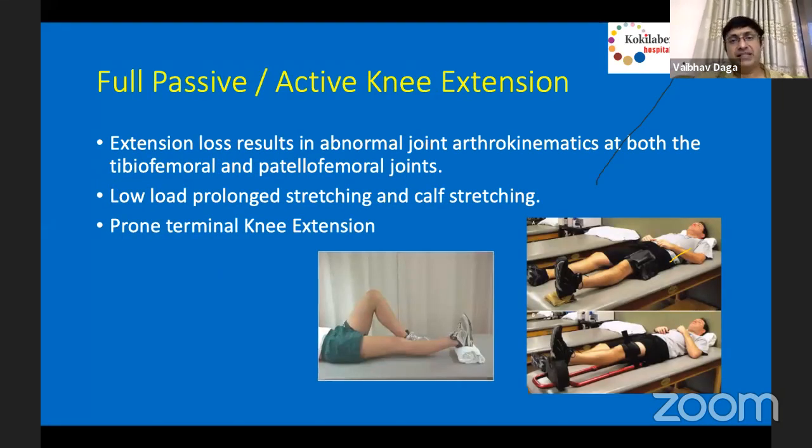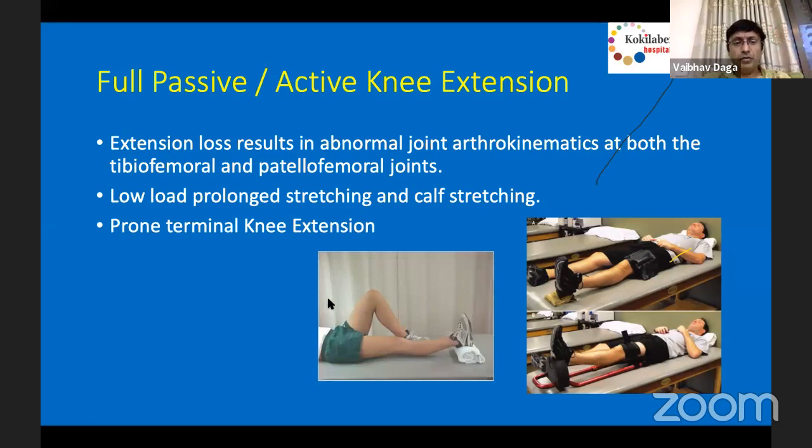So, full passive and active knee extension. Extension loss results in abnormal joint arthrokinematics at both the tibiofemoral and patellofemoral joints, which can lead to issues like anterior knee pain ahead. So low-load prolonged stretching and calf stretching have to be started in the earliest phase of the rehab. I mean immediately post-op, we should concentrate on achieving knee extension actively as well as passively. We're not talking about hyperextension, mind you, it is knee extension.